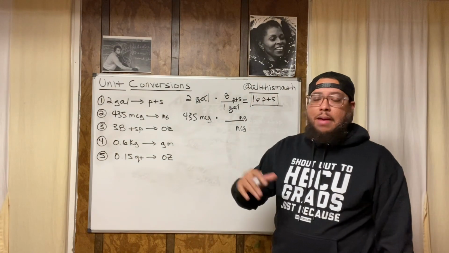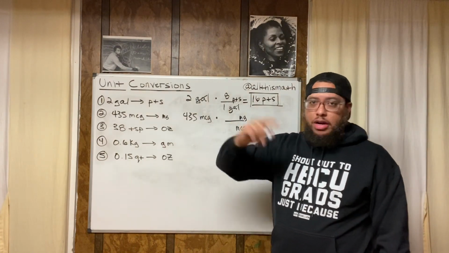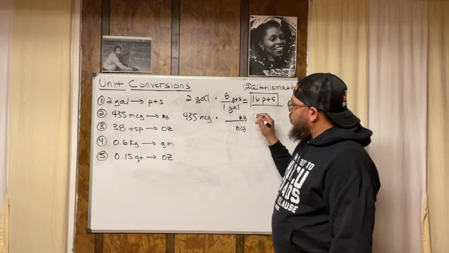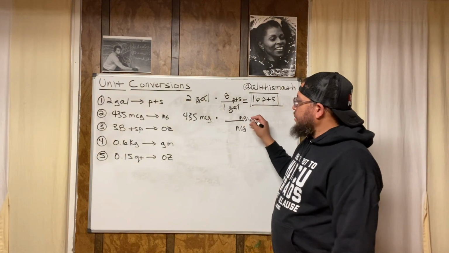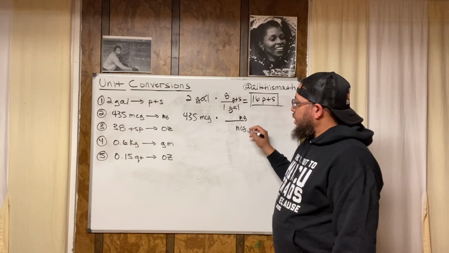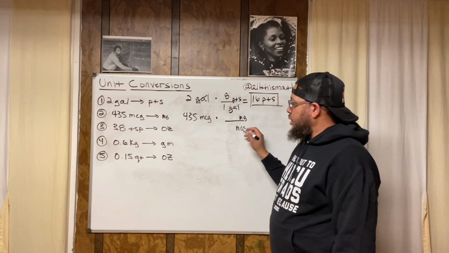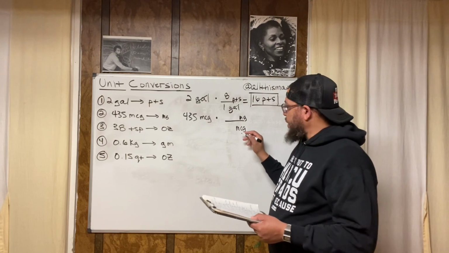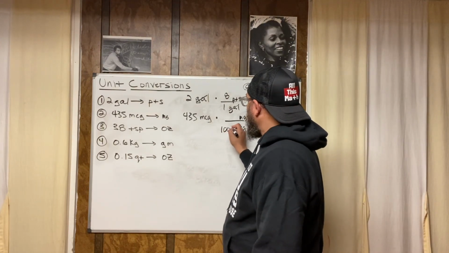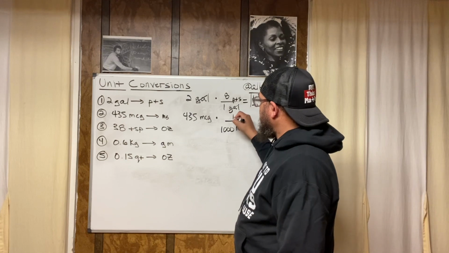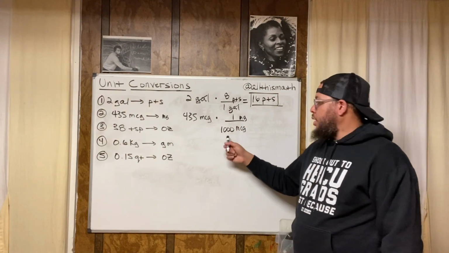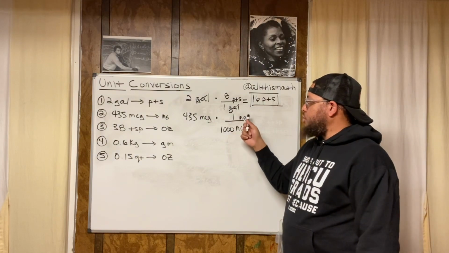I know that seems like a lot, but just pause the video, run it back, and play it again, right? Again, one milligram can be cut up into 1,000 micrograms. So that's why 1,000 micrograms is the same thing as 1 milligram. MC means micro. 1,000 micrograms is the same thing as 1 milligram.